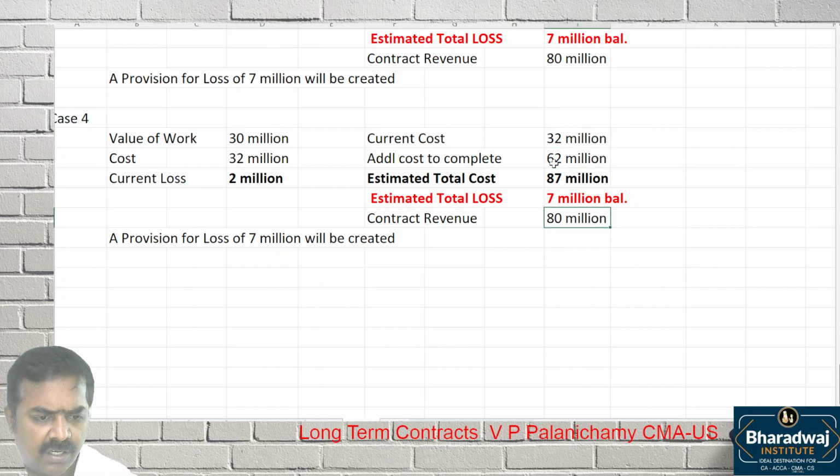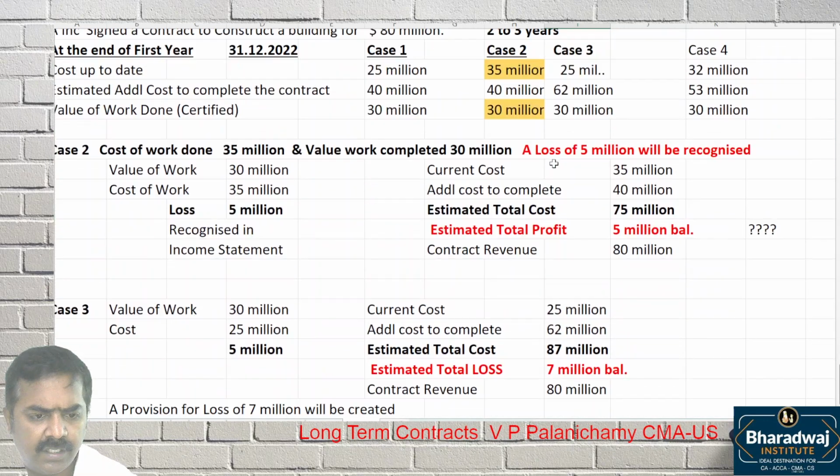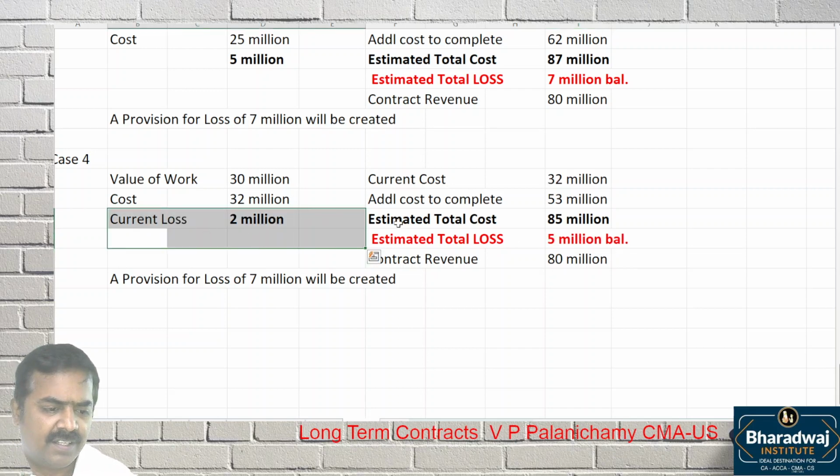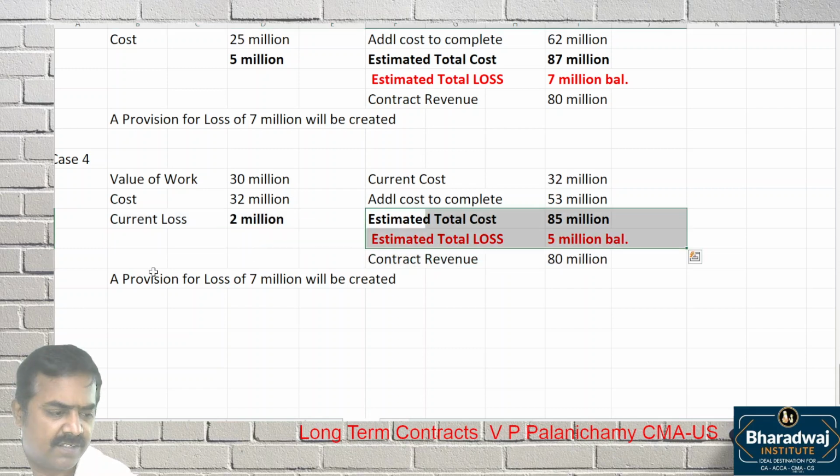Current cost is 32 million. Estimated additional cost, how much is given? 53 million. Estimated total cost? 85 million. Contract is this one. So estimated total loss is how much? 5 million. Now what to do? Current also there is a loss. Total also there is a loss.